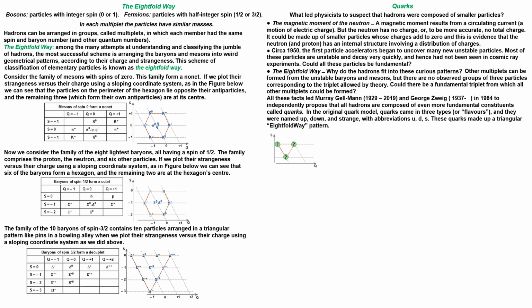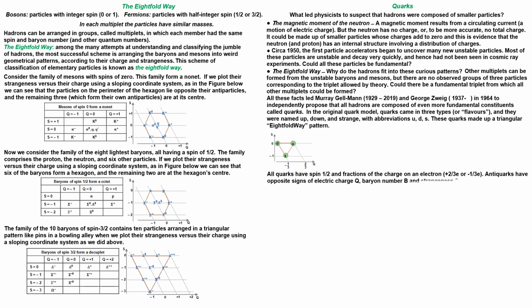The names of the quarks have no meaning other than as convenient labels. Collectively, these names are called the quark flavors. We could just as well call them vanilla, chocolate, and strawberry instead of up, down, and strange. All quarks have spin 1/2 and fractions of the charge on an electron. Antiquarks have opposite signs of electric charge, baryon number, and strangeness.